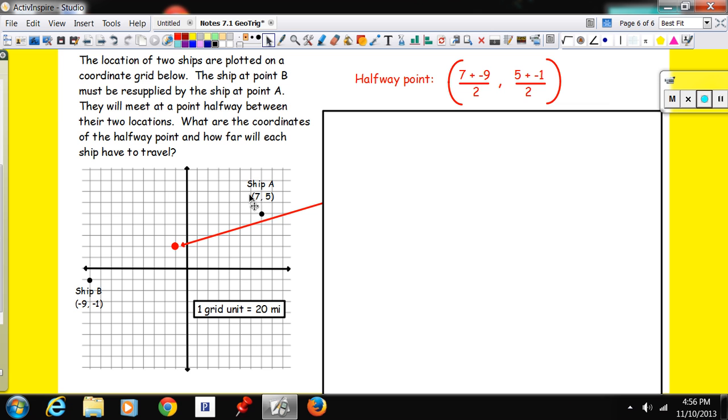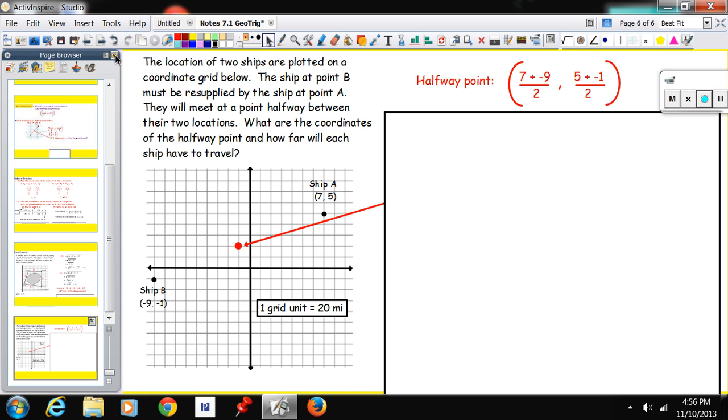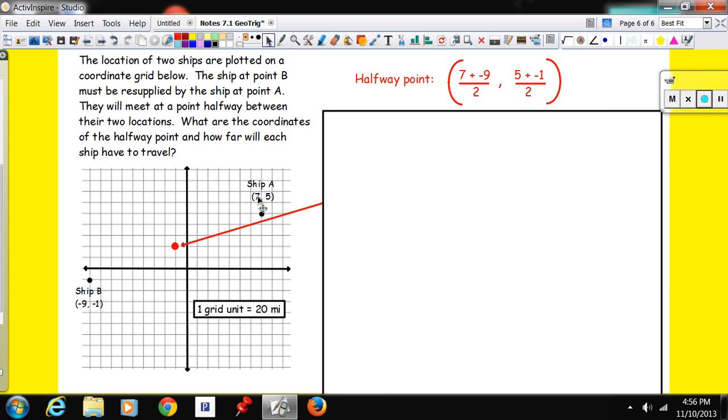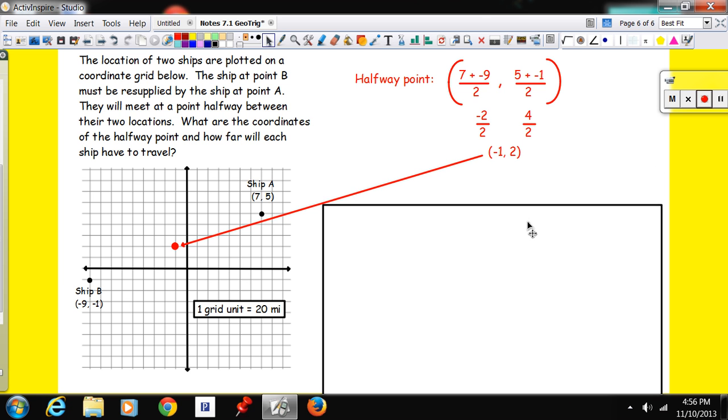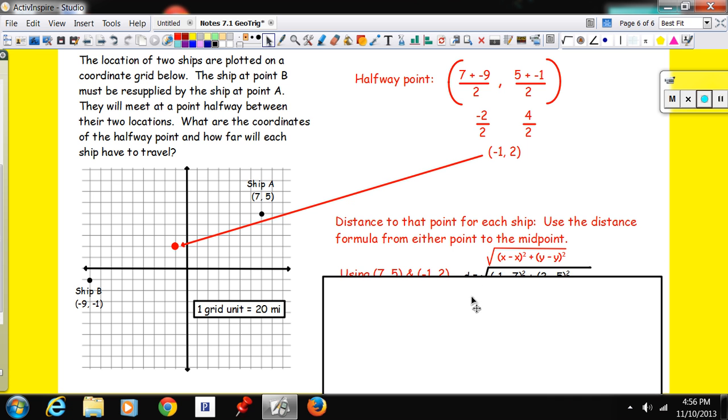So I'm going to take my 7 plus my -9. Now the 7 is the x, the -9 is the x. So it's x plus x over 2. And the 5 plus the -1 is the 2 y values divided by 2. So you're going to get -2 over 2 and 4 over 2, which is going to give you the halfway point would be the -1, 2. That's my halfway point. Now the next thing they wanted to find out is the distance that they have to travel to get to that halfway point.